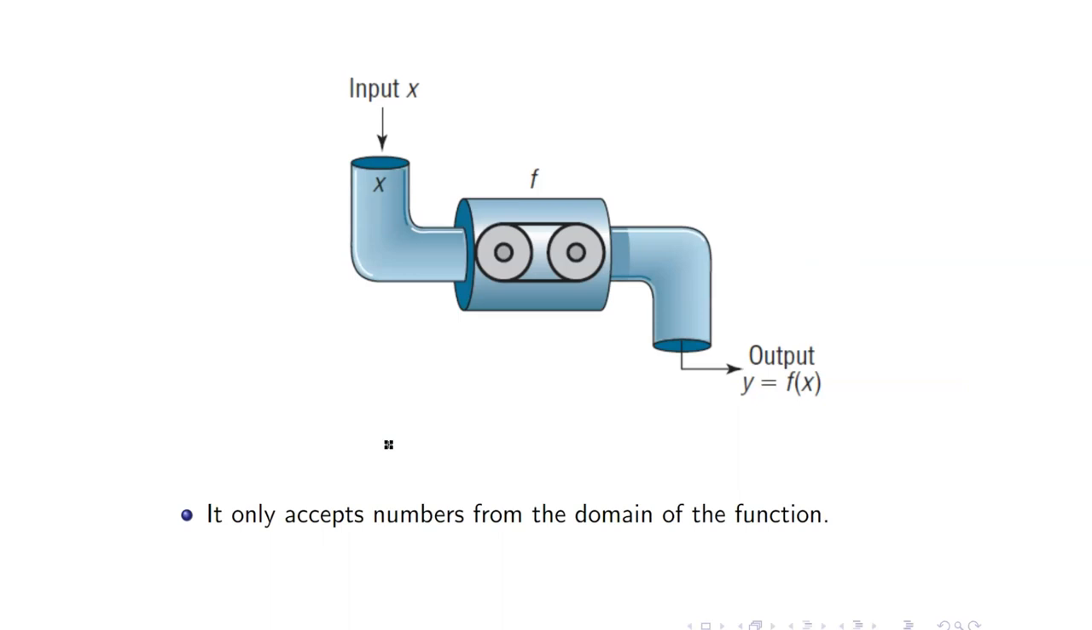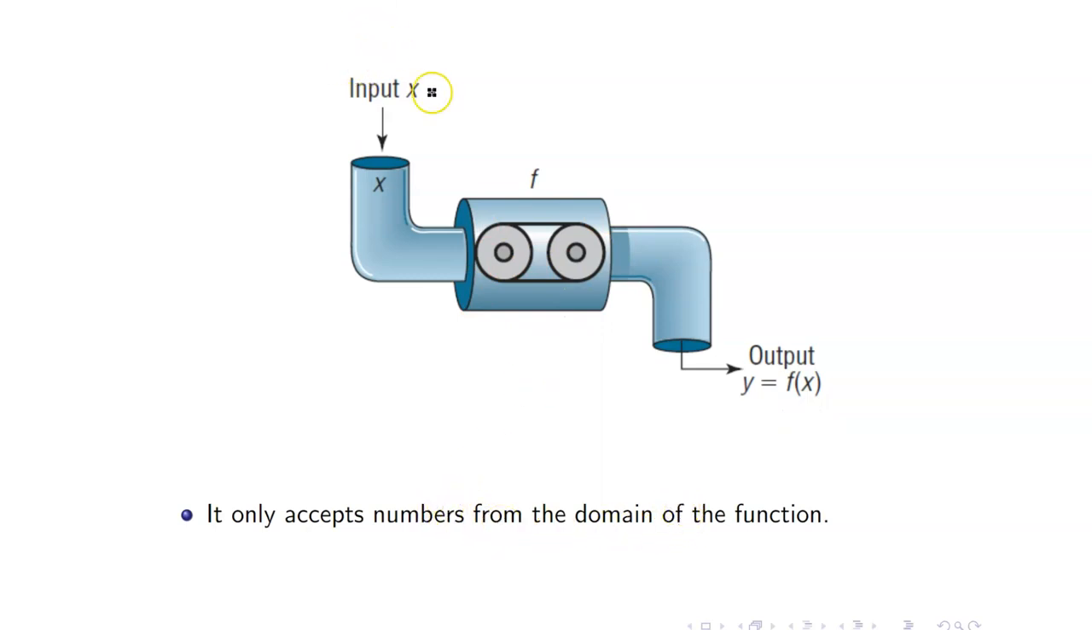We can view functions as machines. So this is the function f, this is your machine f. And you put your inputs, and this is the input x. When it goes outside your machine, the result is already the output, and you call that f of x. If I put an input 1 here, when it goes out of the machine, the output of 1 would be f of 1. So the machine f only accepts numbers from the domain of the function.